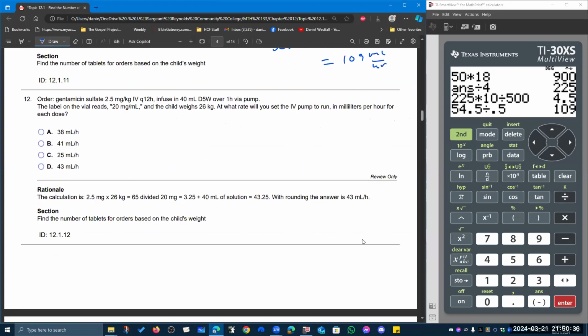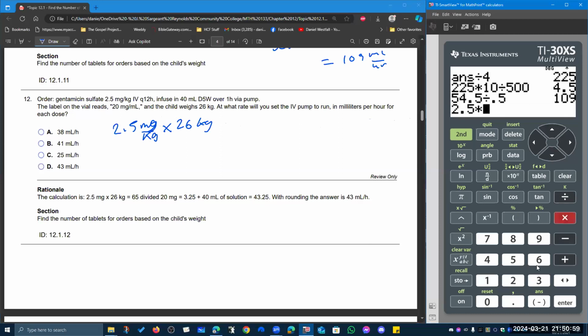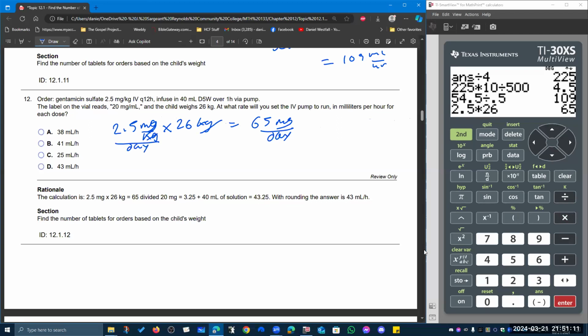Now we have 2.5 milligrams per kilogram, and it's to be given every 12 hours. And so let's go ahead and see what the order would be here for a patient who weighs 26 kilograms. 2.5 times 26 is going to be 65 milligrams a day. Sorry, a dose. It's every 12 hours.